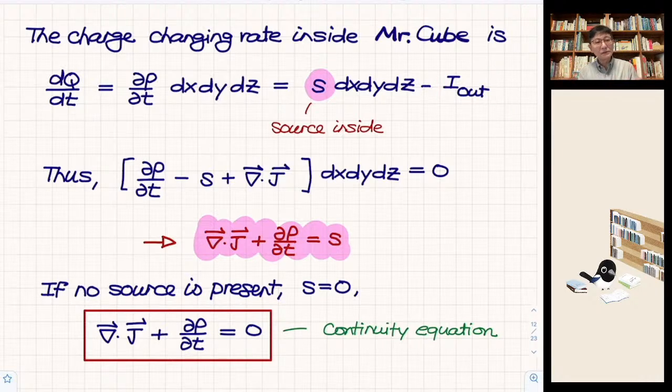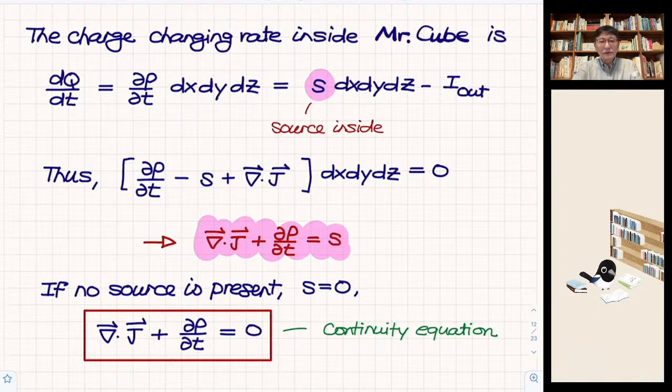Combining these three terms together, you get (dρ/dt minus S plus divergence J) times dx dy dz equals zero. And since this works for Mr. Cube at all locations, you anticipate that you will get this very beautiful differential equation, which works at any location in space. So typically, we will then write divergence J plus dρ/dt equals S. If no source is present, that means S equals 0, then this simplifies to divergence J plus dρ/dt equals 0.